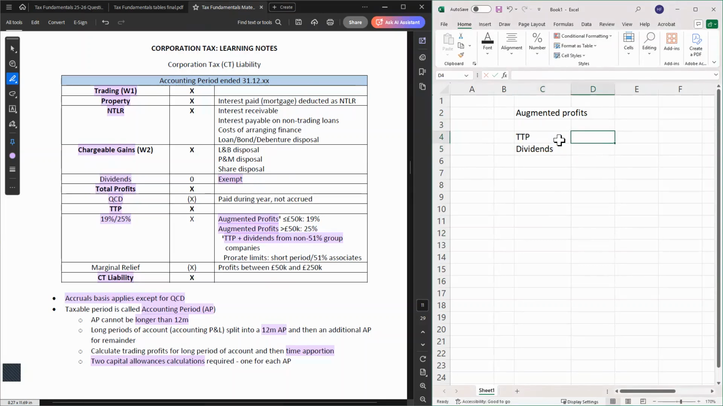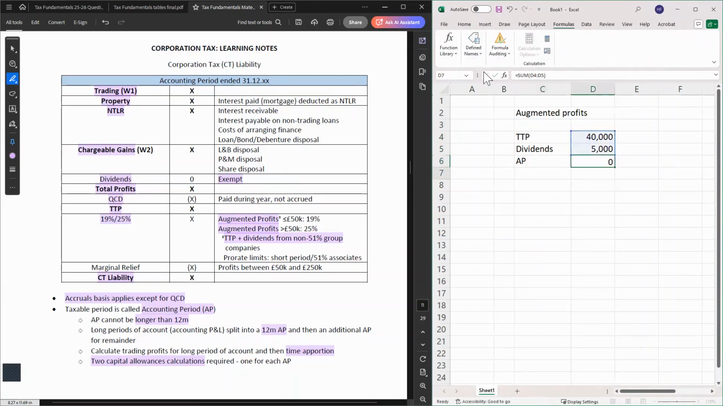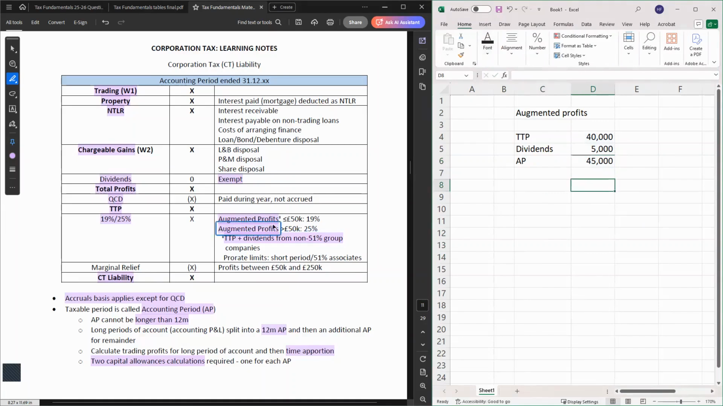So let's assume that our total taxable profits are £40,000 and we have dividends receivable of £5,000. That would then give us our augmented profits of £45,000. So if we then look at our notes, if augmented profits are less than £50,000, the tax rate will be 19%. So in this scenario, our total taxable profits of £40,000 would then be taxed at 19%, which would give us a tax charge of £7,600. And as you can see, the dividends were used here to work out the augmented profits, but it's still only the total taxable profits that are multiplied by the tax rate.